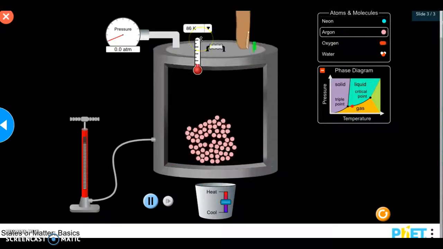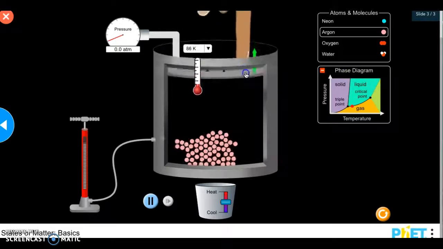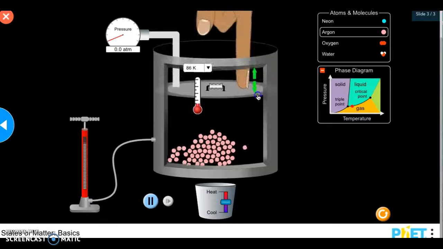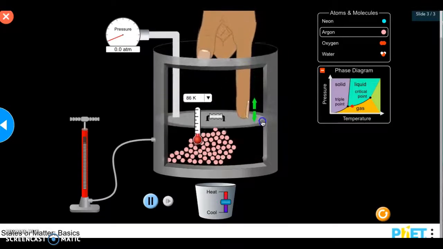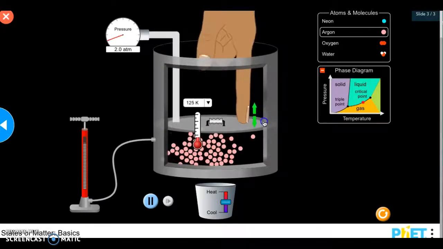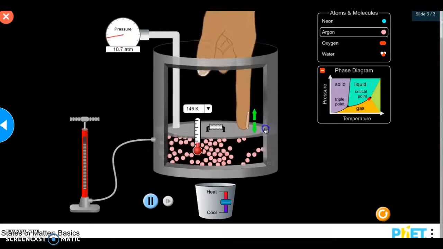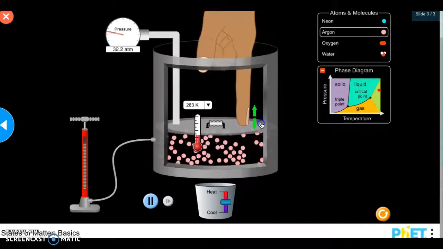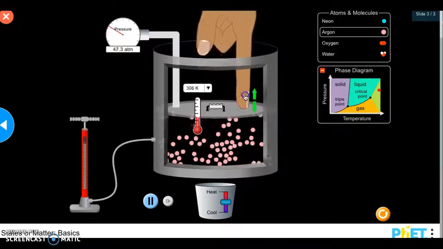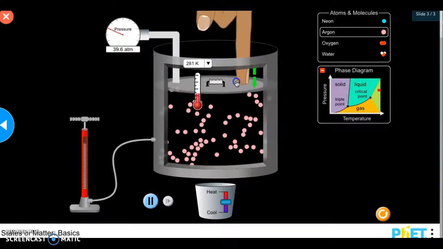Now let's test argon. Let's add some pressure to argon. They're currently at a solid state of matter. And as pressure is added, they're at a liquid now. These molecules are spreading apart. These bonds are breaking up. And now they're at a gas.